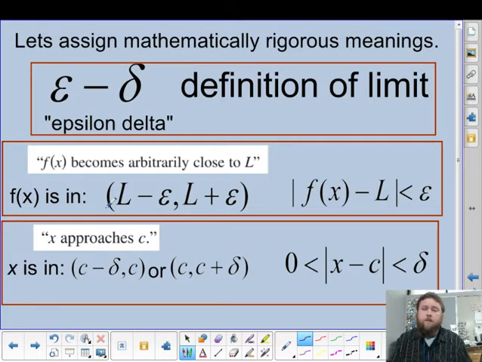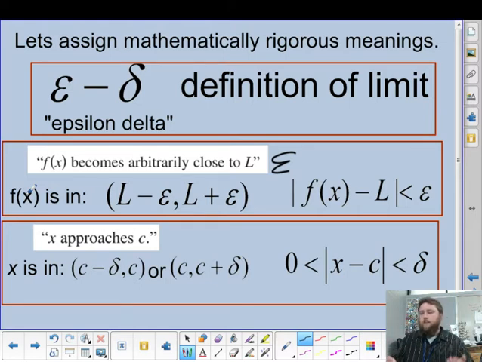So one way to do this is through the epsilon-delta definition of a limit. Instead of saying f of x becomes arbitrarily close to L, we use an epsilon. Epsilon is a really small number. So f of x is in this range, L minus epsilon to L plus epsilon. So you've got your L, and it's going between a little bit above and a little bit below.